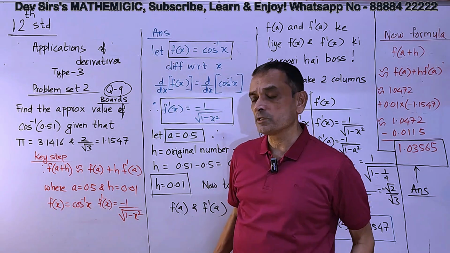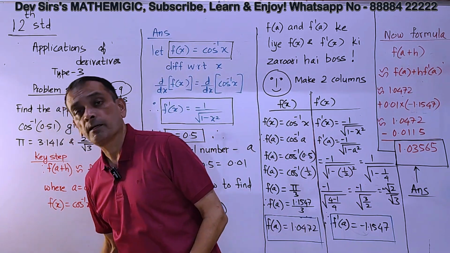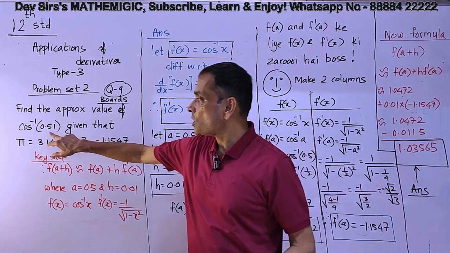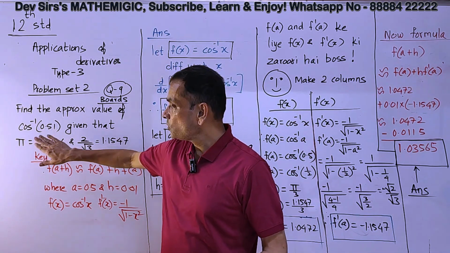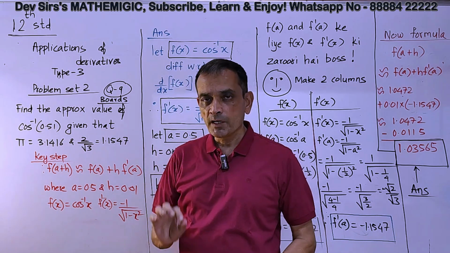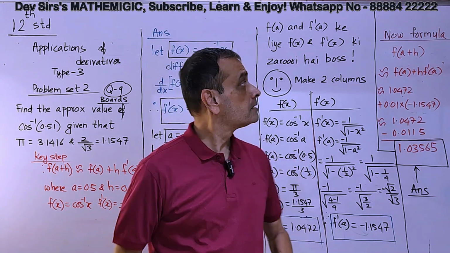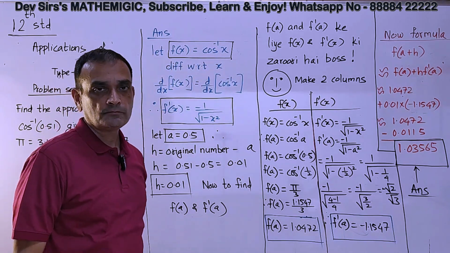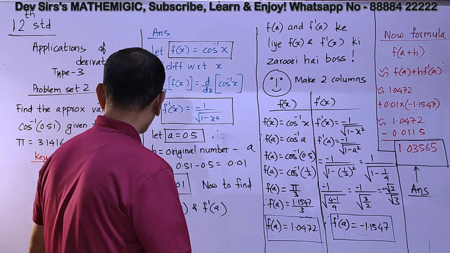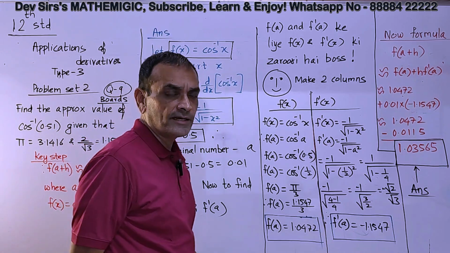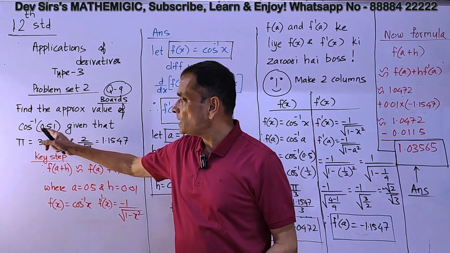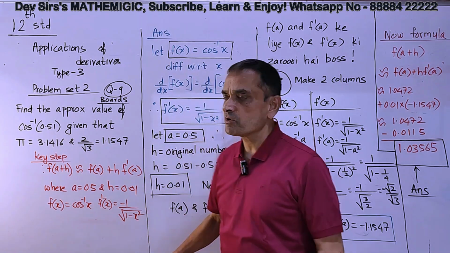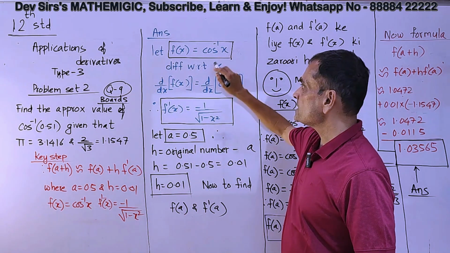So how do we go about this problem now? First thing is, what function is given? Cos inverse. Don't look at 0.51 right now. Define the function as f of x. So let f of x equal cos inverse x. Simple. If it was find the value of sine 32, then the function would have been sine x. Clear? Now it is cos inverse, so we have taken f of x equal to cos inverse x.